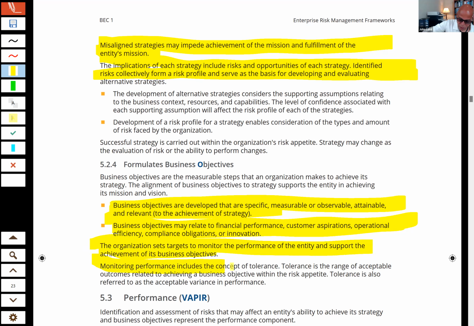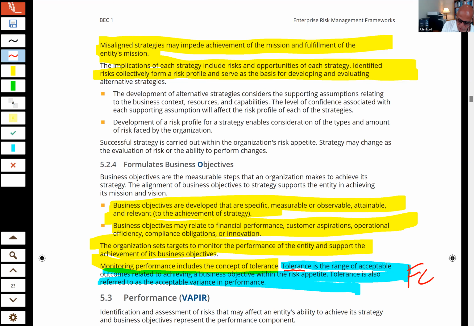Monitoring performance includes the concept of tolerance, and let's take a look at what tolerance is. Tolerance is the range of acceptable outcomes relative to achieving business objectives within the risk appetite. Tolerance is also referred to as the acceptable variance in performance. Okay, so go ahead and flashcard that notion of tolerance. And let's use an example. Let's say we're trying to develop a new drug to treat some disease. Let's use that as an example, okay? Tolerance would be, well, look, there are some risks, some side effects associated with that.